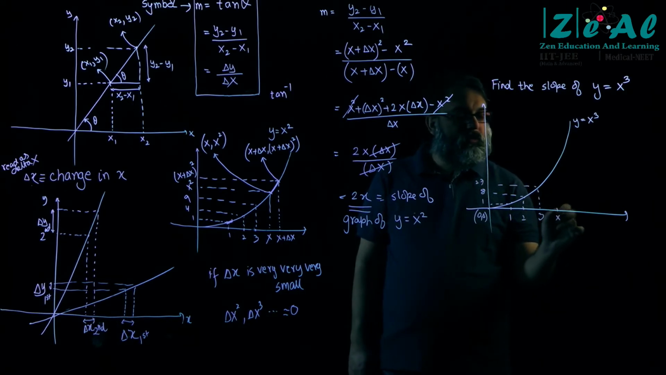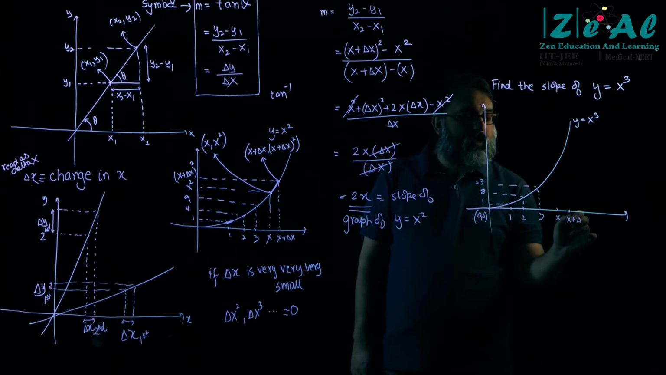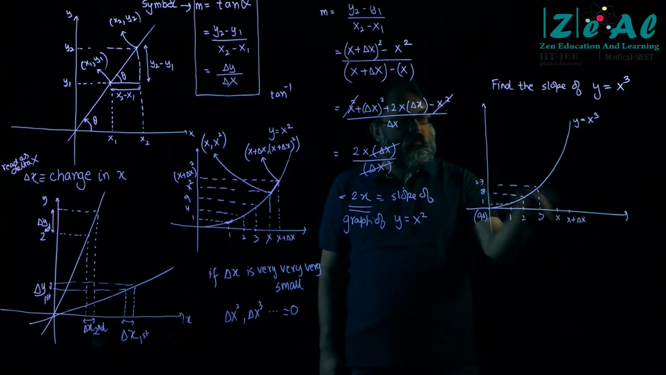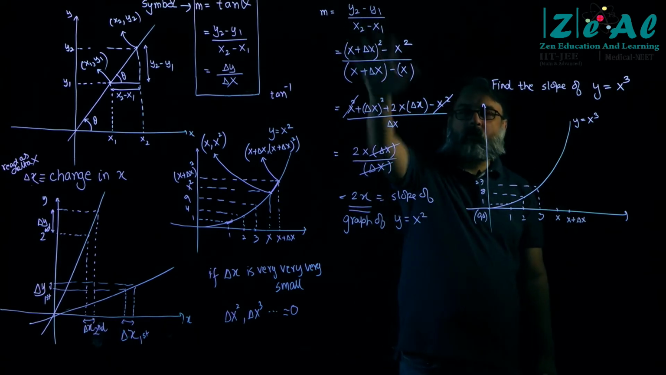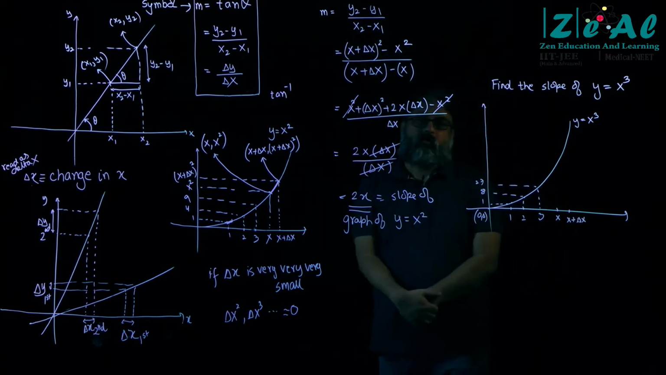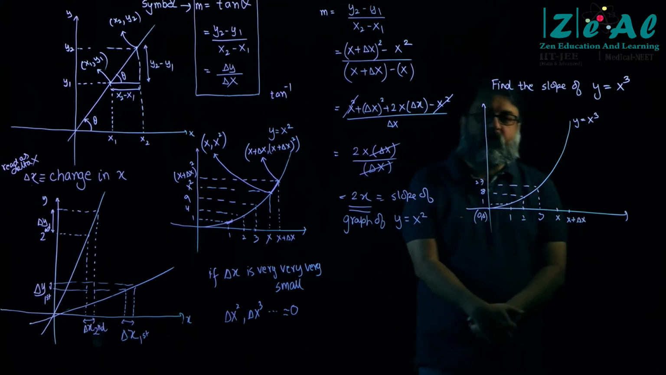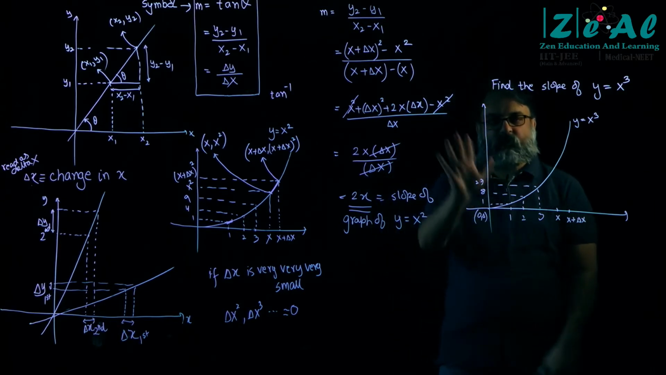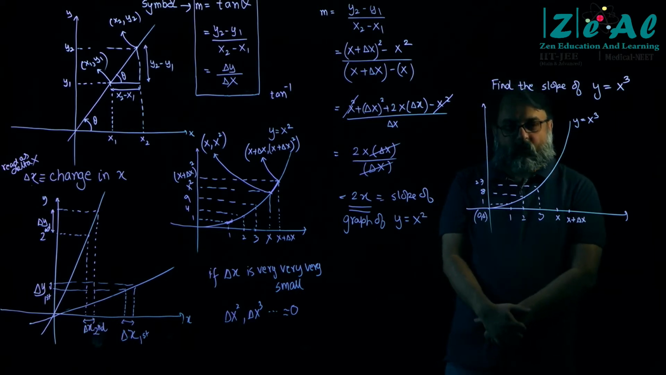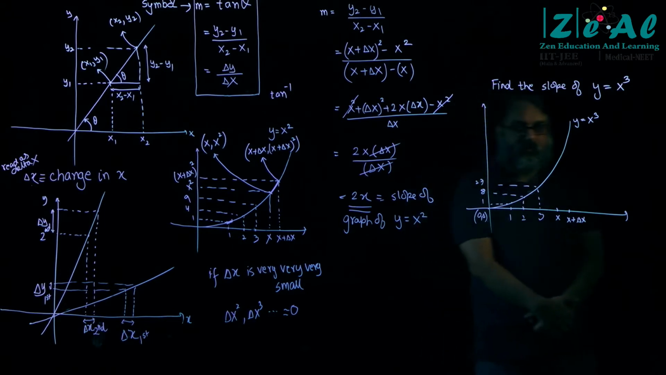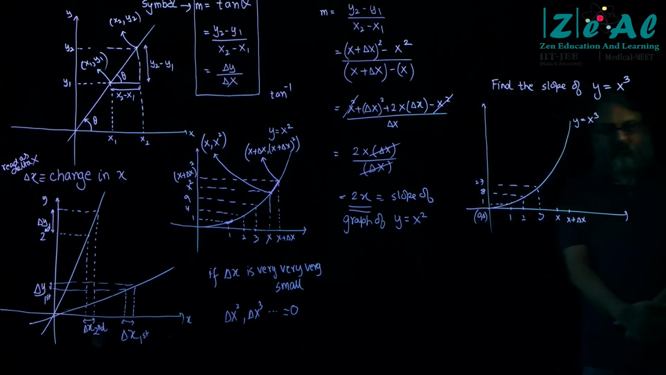And then x, and then x plus delta x. Find out the corresponding y coordinates. Put it in this formula, right? And then please tell me the slope of the graph y is equal to x cube, right? I'll give you 5 minutes to do this, okay? I'll be standing here only.